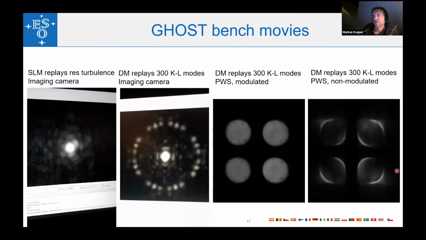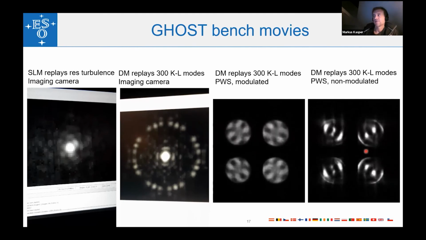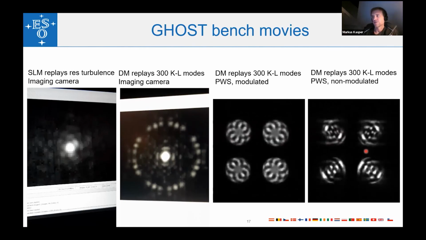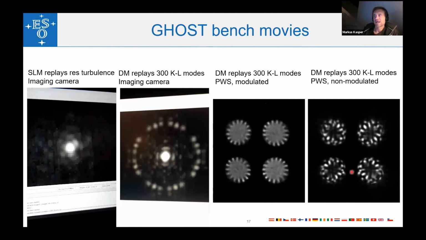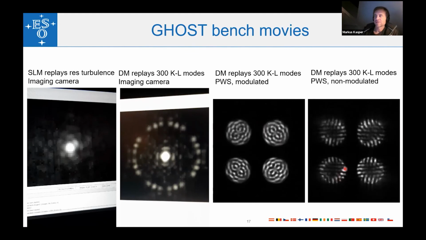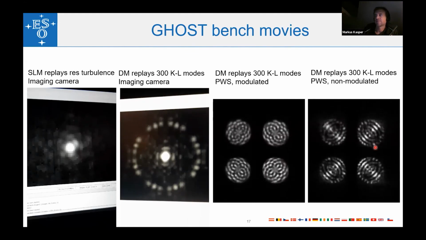And here you see movies of the pyramid wavefront sensor with modulation, and without modulation on the right side. It's also a nice illustration of how the system works, and a visualization of the higher sensitivity you get when the pyramid is not modulated, because the contrast of the structures is increased quite a bit compared to the modulated case.